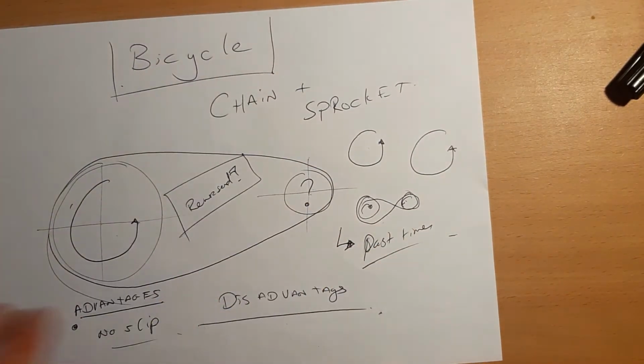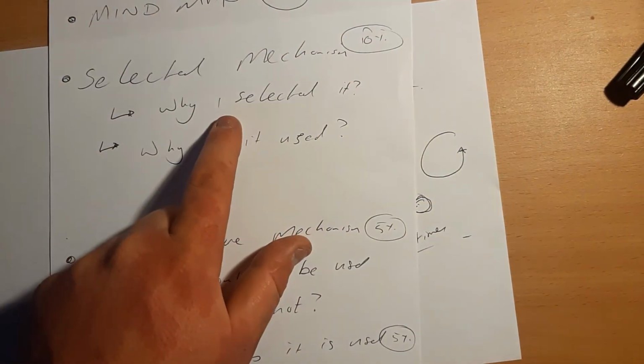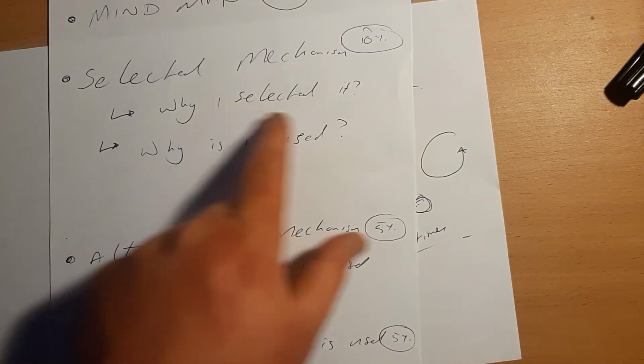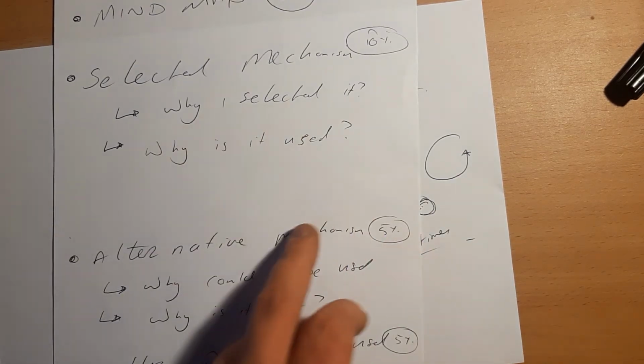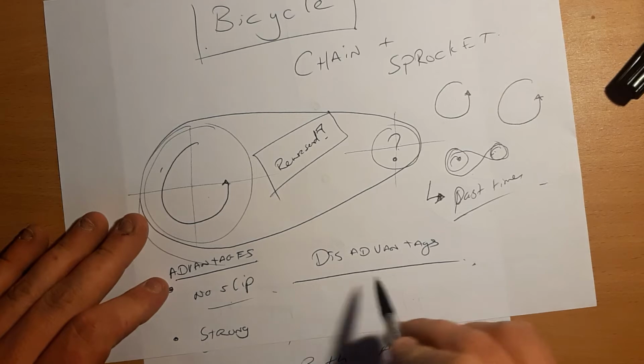So again, why have I selected? Again, that can be very brief. Don't worry too much about it. Don't go writing half a page. And one sentence is more than enough for why have I selected. So why is it used? And then, that's sort of your advantages and your disadvantages.